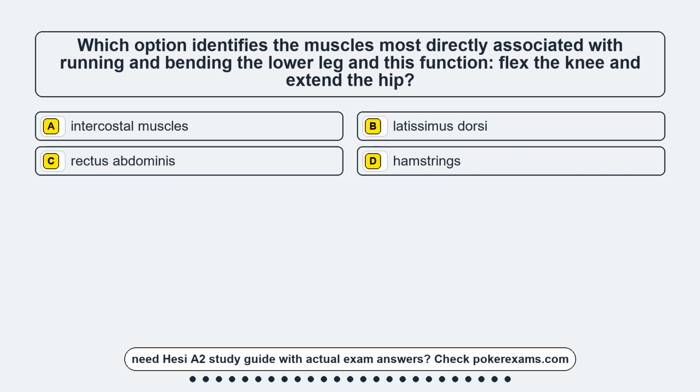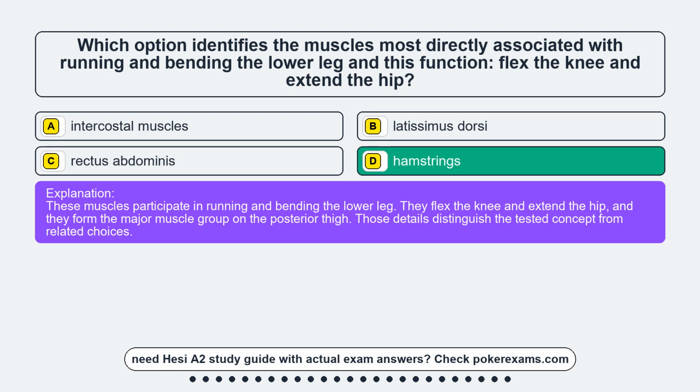Question 8. Which option identifies the muscles most directly associated with running and bending the lower leg and this function, flex the knee and extend the hip? Option A, intercostal muscles. Option B, latissimus dorsi. Option C, rectus abdominis. Option D, hamstrings. The correct answer is option D, hamstrings.